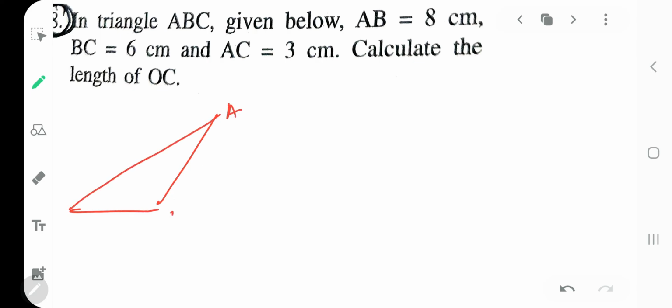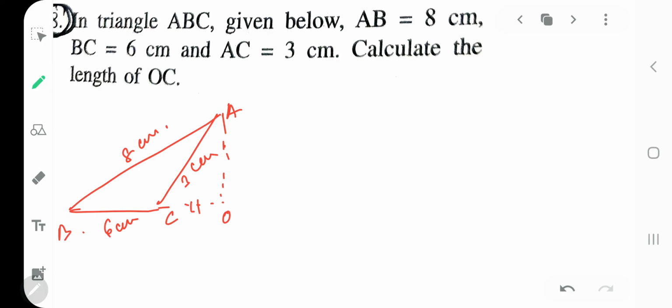This is your A, this is your C, this is your B, this is 6 centimeter, this is 8 centimeter, this is 3 centimeter. There's no right angle triangle, and as you know, Pythagoras works only on a right angle triangle. So you have to extend this point and join this. Name it as O. So you have OC here. You have to find the value of OC. How will you go for OC now?